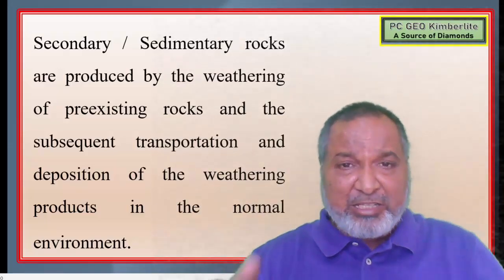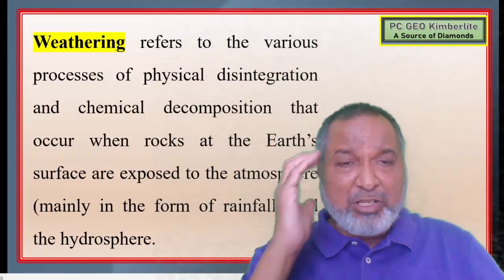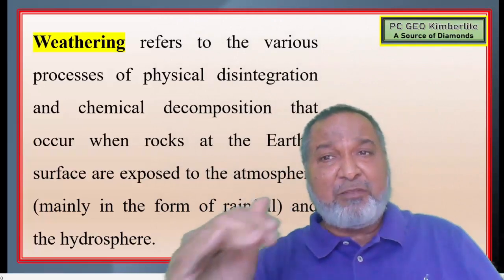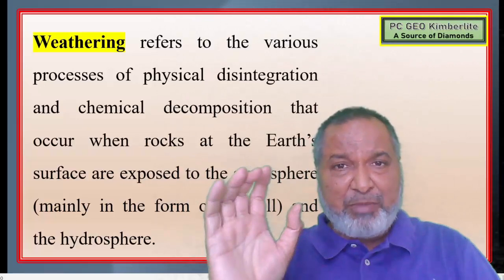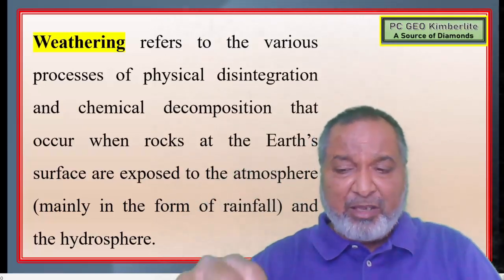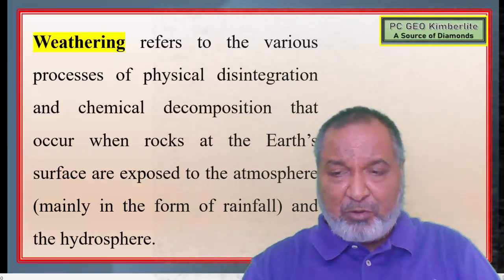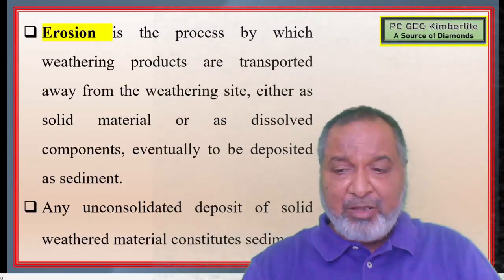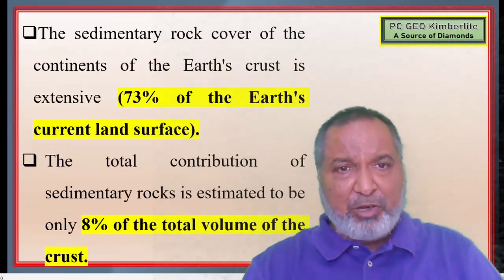But here, these are the phenomena which have taken place in the normal environment, and due to this we get all colors. When you write the description of sedimentary rocks, we are not going to write down the color. So this is the weathering process that we have done. Erosion, yes, then sliding, all this will already be covered.